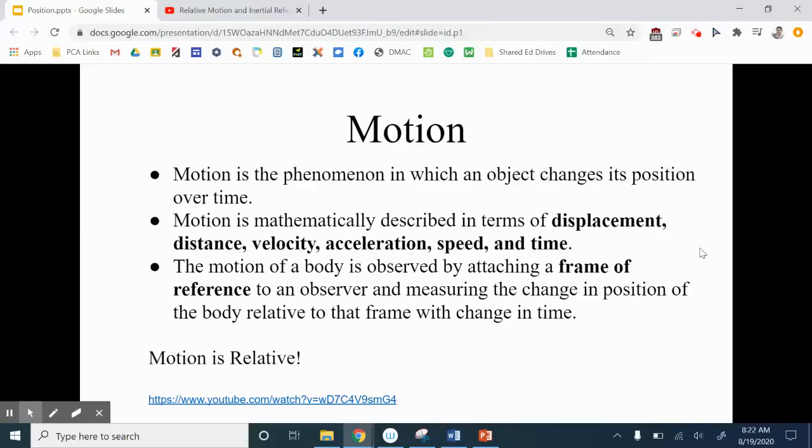Okay, so as you saw in the video, hopefully you paid good attention to that. If not, go back, rewatch it. It very well described motion and how it's relative to a reference point. Okay, very important concept.